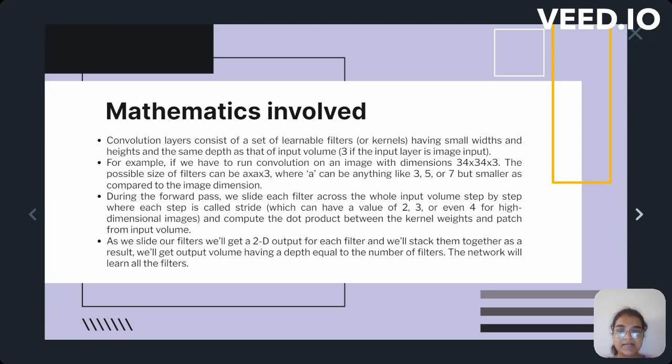During the forward pass, we slide each filter across the whole input volume step by step, where each step is called stride, and compute the dot product between the kernel weights and patch from input volume. As we slide our filters, we'll get a 2D output for each filter and we'll stack them together. As a result, we'll get output volume having a depth equal to the number of filters. The network will learn all the filters.